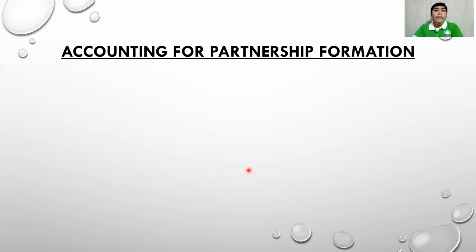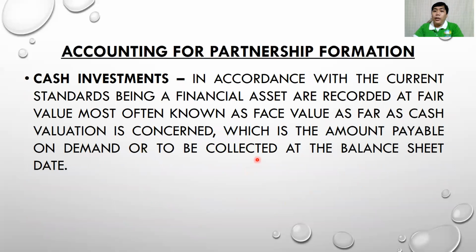So, accounting for partnership formation. In here, we are just beginning, we are just starting to create the partnership. What are the things that we need to consider in a partnership formation? Number one, cash investments. In accordance with the current standards, being a financial asset, it is recorded at fair value, most often known as face value as far as cash valuation is concerned, which is the amount payable on demand or to be collected at the balance sheet date.